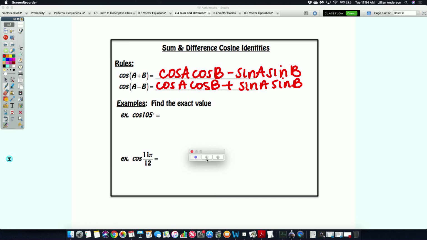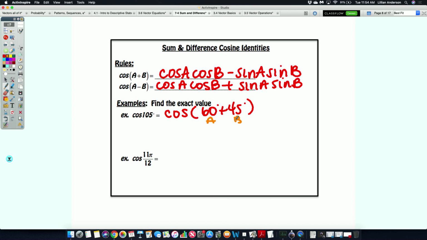60 and 45. Adding or subtracting? Adding. 60 plus 45, is that 105? So then let's use that. I'm going to add 60 degrees and 45 degrees to get 105. That means that 60 is going to be A and 45 is going to be B in the formula for the sum. So that's the cosine of 60, cosine of 45, minus the sine of 60, the sine of 45.